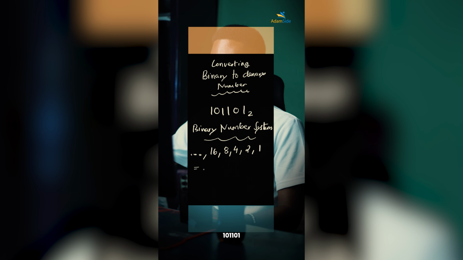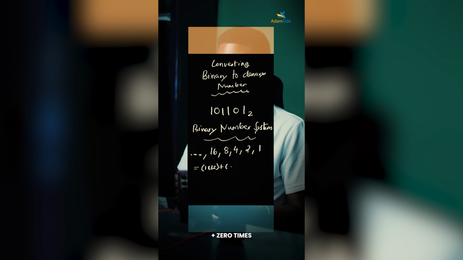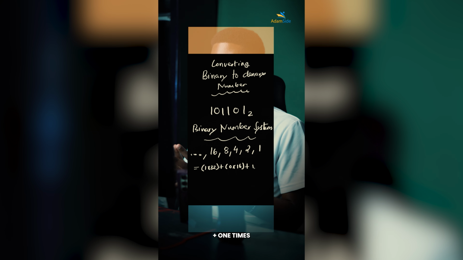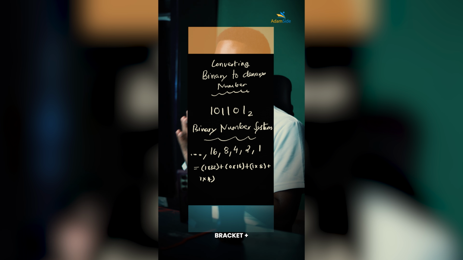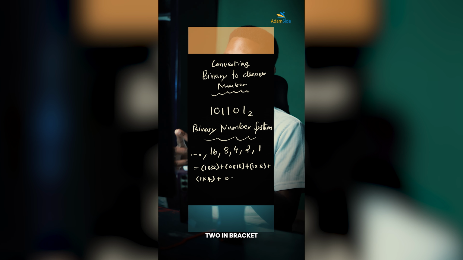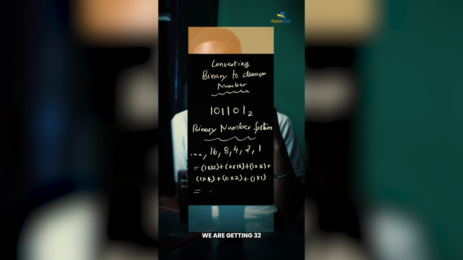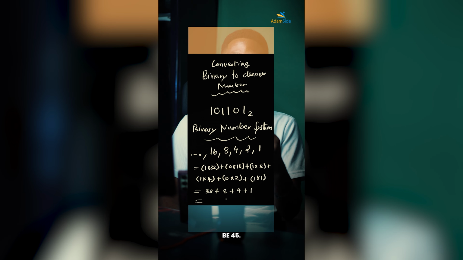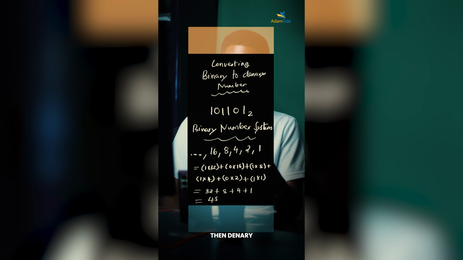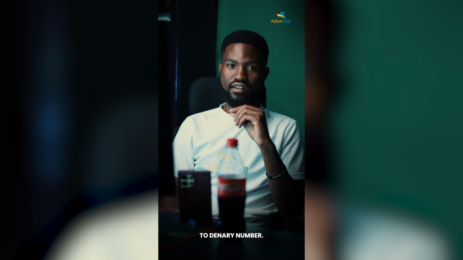Converting 1, 0, 1, 1, 0, 1 as a binary number to denary: 1 times 32 in bracket, plus 0 times 16 in bracket, plus 1 times 8 in bracket, plus 1 times 4 in bracket, plus 0 times 2 in bracket, plus 1 times 1. That's when we are getting 32 plus 8 plus 4 plus 1, whereby the answer will be 45 denary. So this is how we convert a binary number to a denary number.